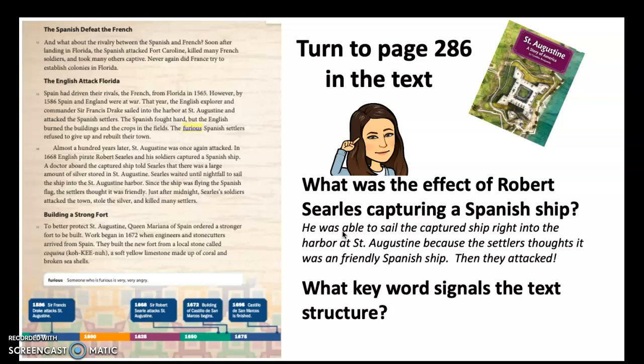Okay, did you guys find a word that signals this text structure? Did you find the word since? If you did, kiss your brain. Good job.